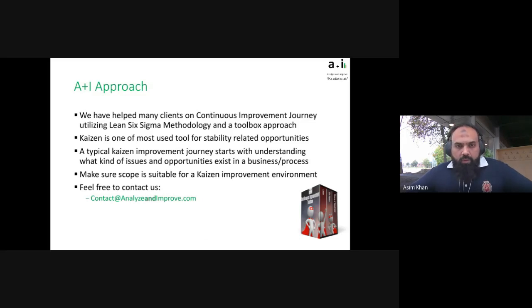I'm right on time there. And on our approach, I think we covered most of the stuff. It's one of the most commonly used tools for stability issues. It's a lot of people-related issues, so it's good to bring those people in and work together. And the prep goes a long way to make sure that happens. The last thing I would add is to make sure the scope is suitable for Kaizen. You're not picking something which is going to take 3 months to solve. The idea is to get something done quickly, implement it, and move on to the next problem. Okay, I'll stop here. If there are any questions, feel free to ask.